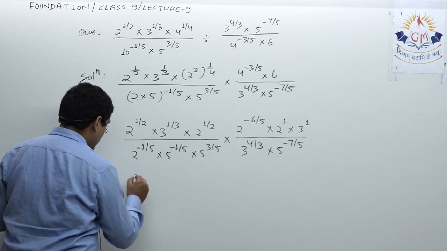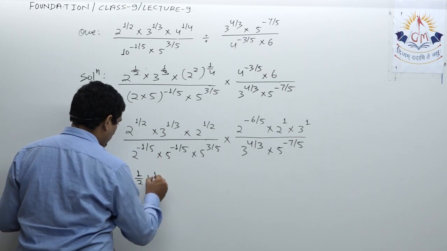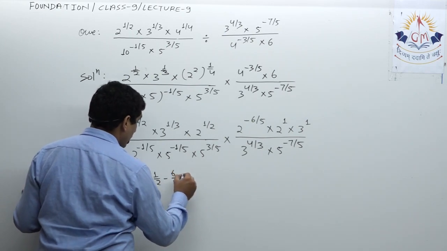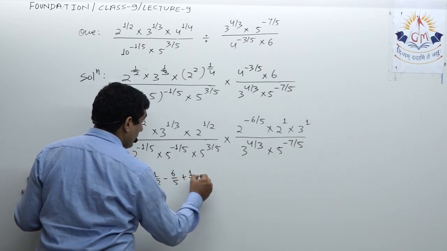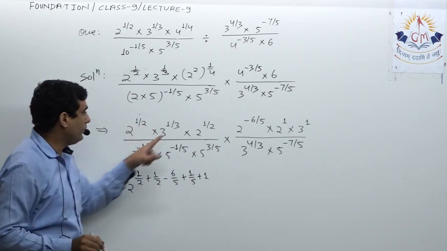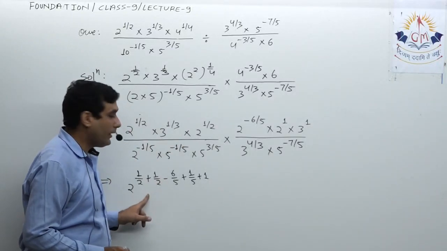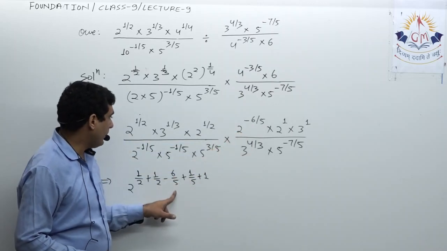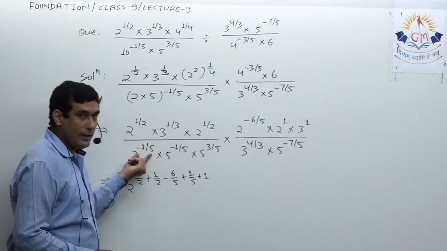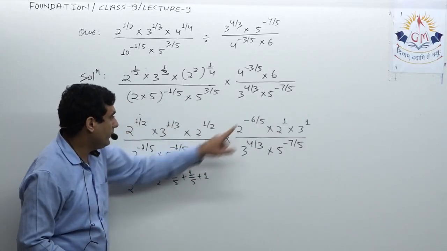So here it is 2 raised to 1 upon 2 plus 1 upon 2 minus 6 upon 5 plus 1 upon 5 plus 1. I took the terms having base 2, so powers 1 by 2, 1 by 2, as they are in the numerator in the multiplication, so by the product law I added. Then I took minus 6 by 5, then definitely I can take 1, but I took this because it has denominator 5, so minus 1 by 5 when it comes in the numerator becomes 1 by 5, and then 1 as it is.